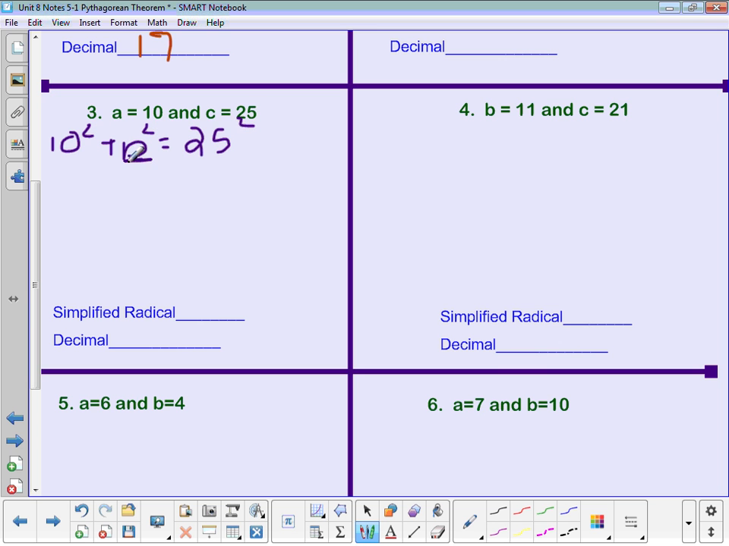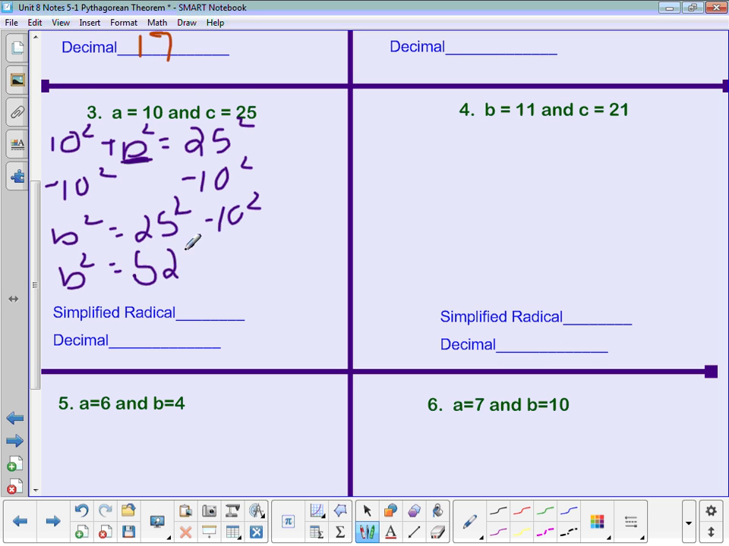So right now I want to get that B squared by itself. So I'm going to subtract 10 squared from both sides. So then I get B squared is equal to 25 squared minus 10 squared. So I'm actually going to simplify that out. So I have 25 squared minus 10 squared, and that's going to end up giving me 525. So I get B squared is equal to 525. Now, to undo the B squared, I'm going to take the square root of both sides.